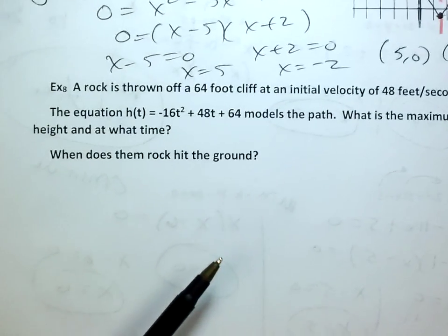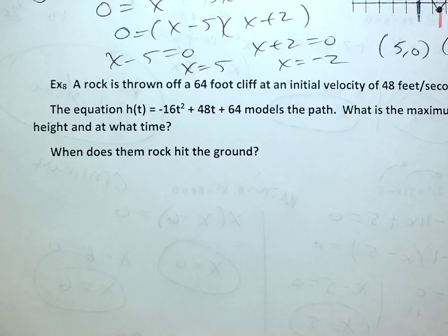All right, here we go. So, number 8, here we go. It's a little bit more difficult, but I think we can do it. So, a rock is thrown off a 64-foot cliff, initial velocity of 48 feet per second. So, we're taking a rock, we're standing on a cliff, we're chucking, okay? We're chucking, right?